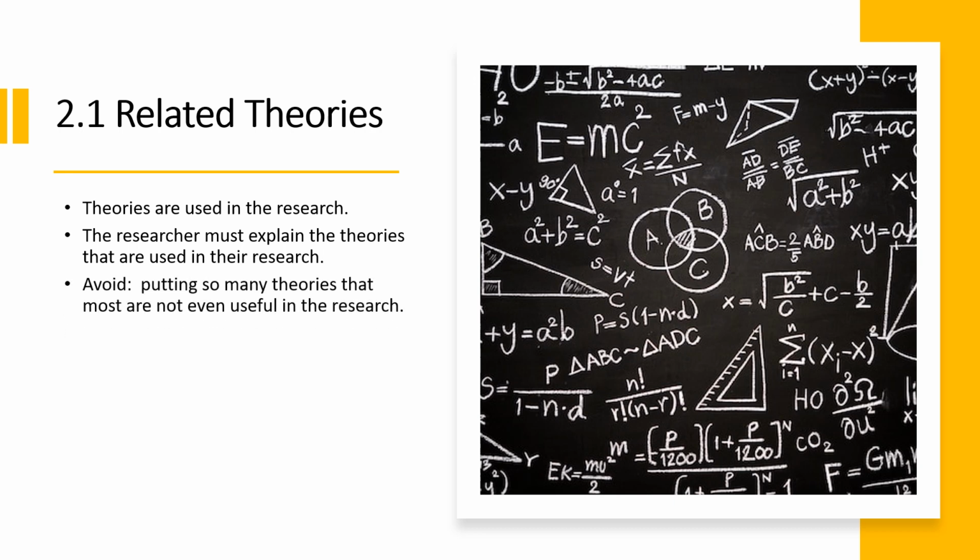One common mistake is that researchers tend to put so many theories even though these theories are not useful in their research. So make sure to include only theories that are applicable or that will be useful in your study. Explain how these theories are used in your research paper in writing section 2.1 or the related theories.